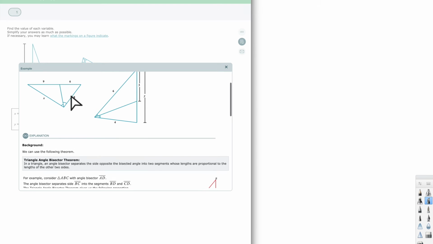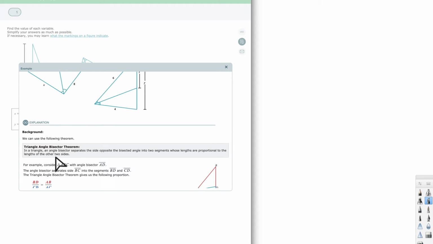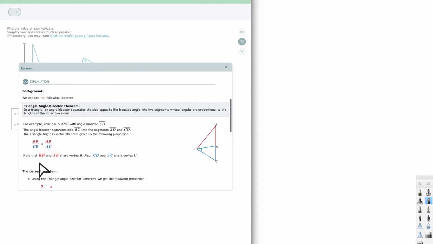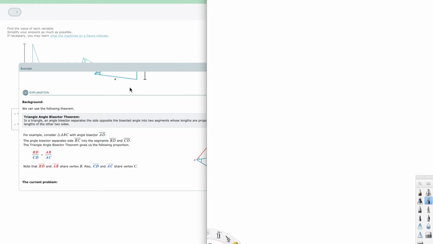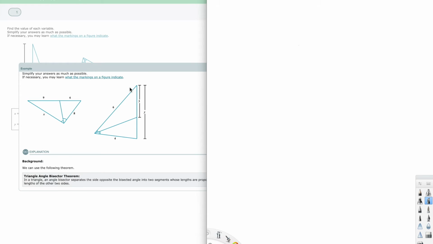It's not necessarily coming over the third side in any particular place, but it does divide it proportionally. So if in a triangle, an angle bisector separates the side opposite the bisected angle into two segments whose lengths are proportional to the lengths of the other two sides. With this one, I'm just going to steal the diagram here because it's a little easier to do if I have a diagram to go off of instead of trying to draw that on my own.